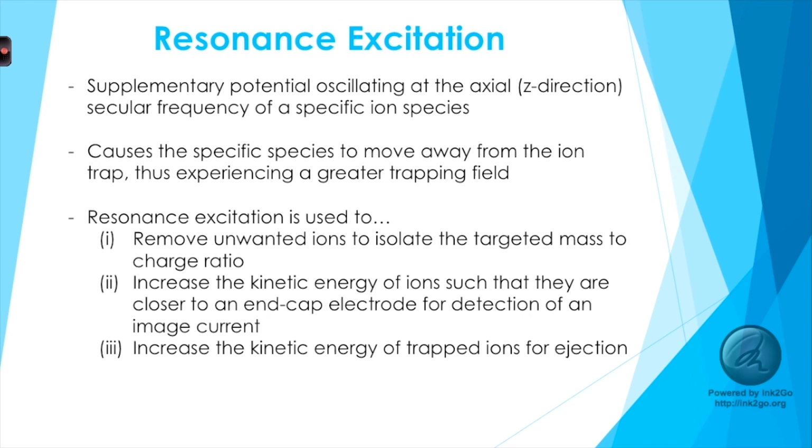Resonance excitation also plays an important role in this mass analyzer. Resonance excitation is the supplementing of potential oscillating at the axial circular frequency of a specific ion species. This excitation causes specific species to move away from the center of the ion trap, causing the species to experience a greater trapping field. Additionally, the resonance excitation is used for at least 3 purposes in this mass analyzer: to remove unwanted ions and increase the kinetic energy of ions for ejection and detection.